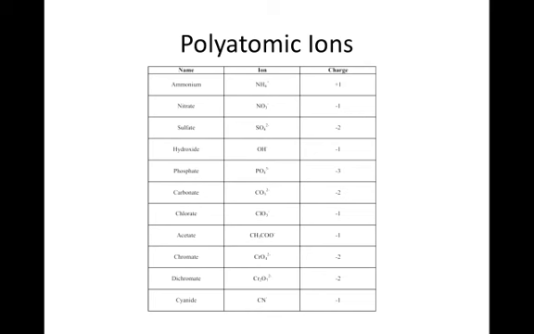The rest of the polyatomic ions are anions. If we look at carbonate, CO3 2-, we see that this polyatomic ion is made up of 1 carbon atom and 3 oxygen atoms. Together, these 4 atoms have a charge of -2.